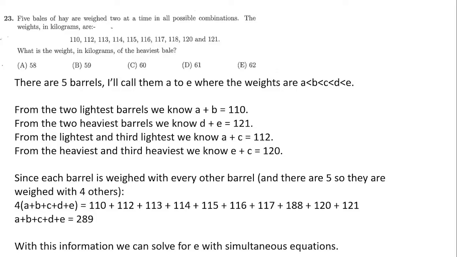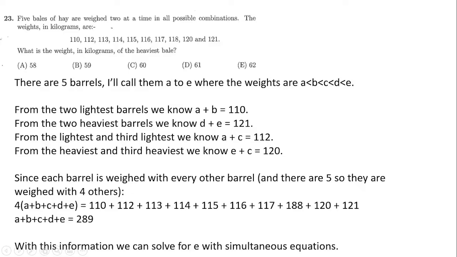Since each bale is weighed with every other bale, and there's 5 bales, so they're weighed with 4 others, if we add all of these up, then this should be 4 times that will equal the sum of all the weights given here. And all of these added up divided by 4 gives us 289.